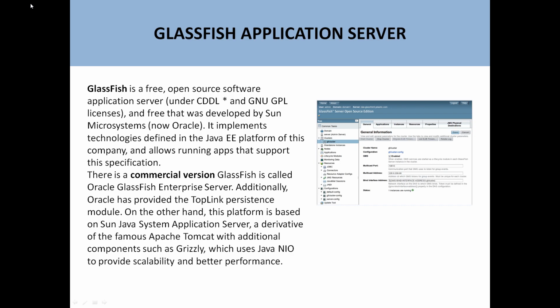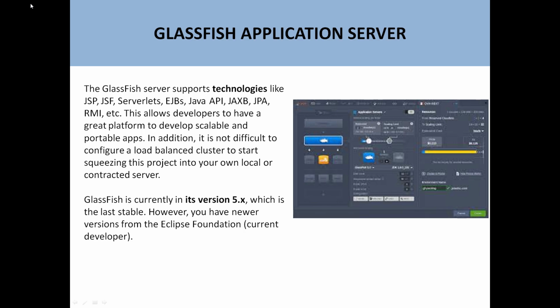This platform is based on Sun Java System Application Server, a derivative of the famous Apache Tomcat, with additional components such as Grizzly, which uses Java NIO to provide scalability and better performance. The Glassfish server supports technologies like JSP, JSF, servlets, EJBs, Java API, JAXP, JPA, RMI, and it also gives developers a great platform to develop scalable and portable apps.